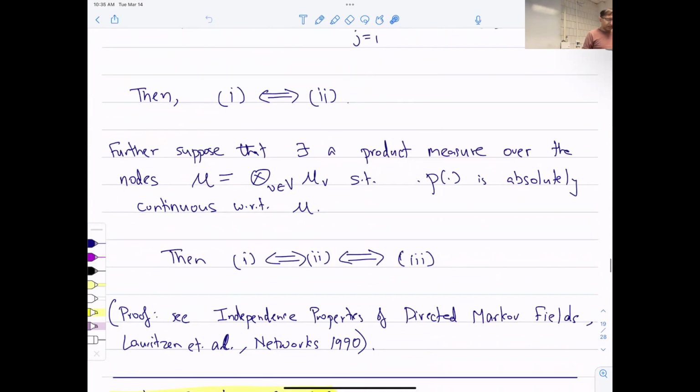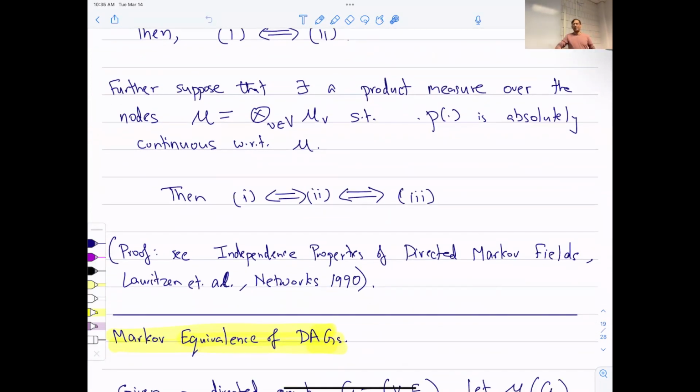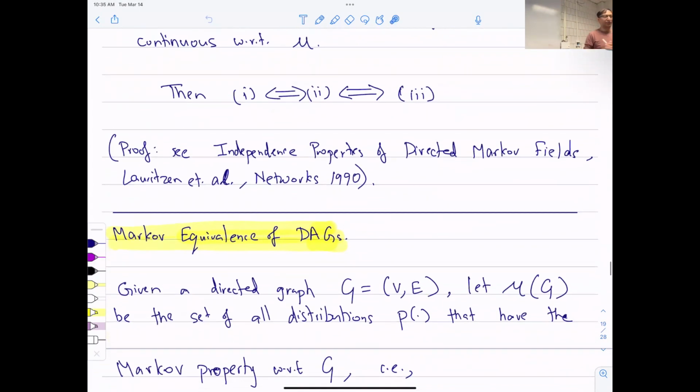So this is the proof. I'm not going to talk about it. I want to move on to other things. But the paper I like for all this stuff is Independence Properties of Directed Markov Fields by Lauritzen et al., Networks, 1990. Just as a side comment, at least I couldn't find this on the internet, Googling around. So I actually got this scanned at the library. I have a PDF now. If anybody's interested, I have a PDF copy of it from the actual book. If you're interested, just send me an email. I'll be happy to share this paper. It's a nice paper to read if you're interested.